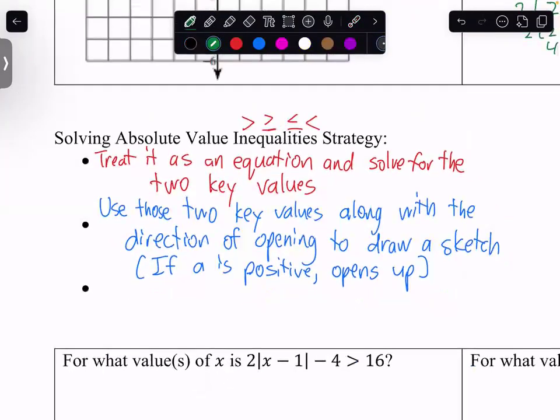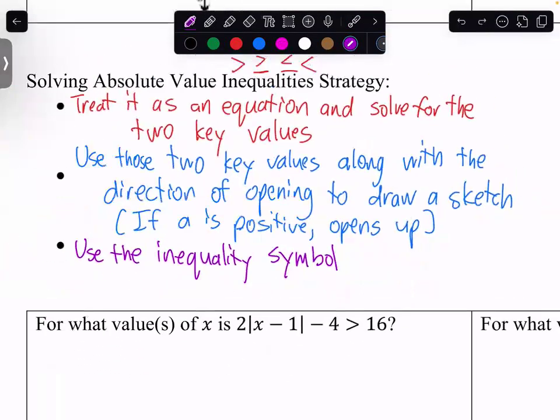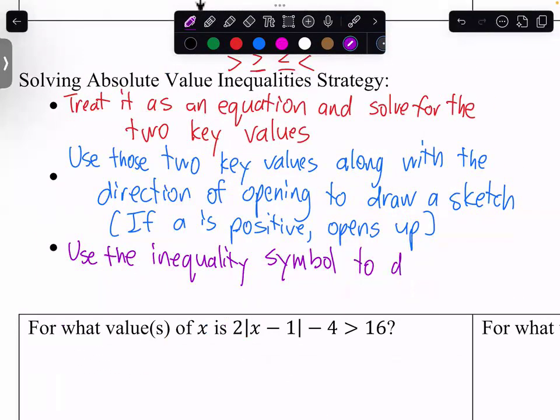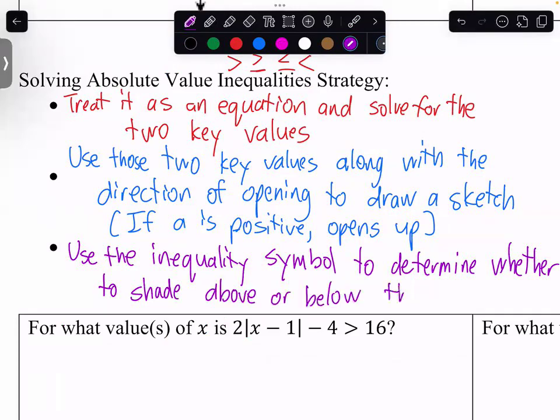And then the last step. Now we need to account for the fact that even though we temporarily pretended it's an equation, it's not actually an equation. It's one of these symbols. So you use the inequality symbol to determine whether to shade above or below the line.